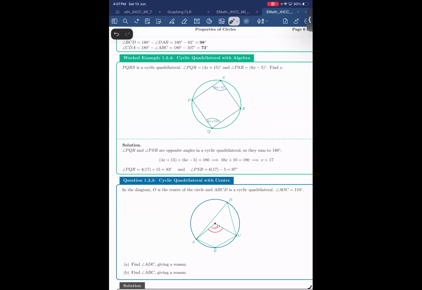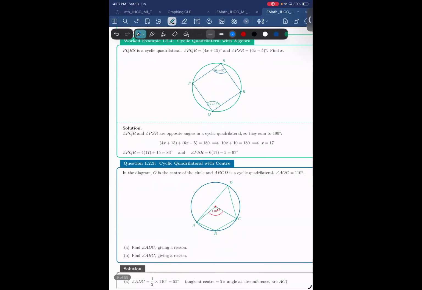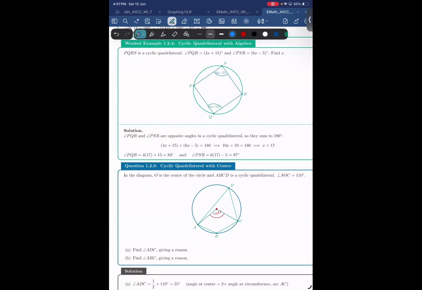Okay, so for this question, find angle ADC. Here is ADC. We're only given info about AOC. You can see that this is an angle at the center. Angle at center is two times the angle at circumference. So the angle at circumference is half of this angle at center, which is 110 degrees. So the answer is half times 110 degrees, which is 55 degrees.